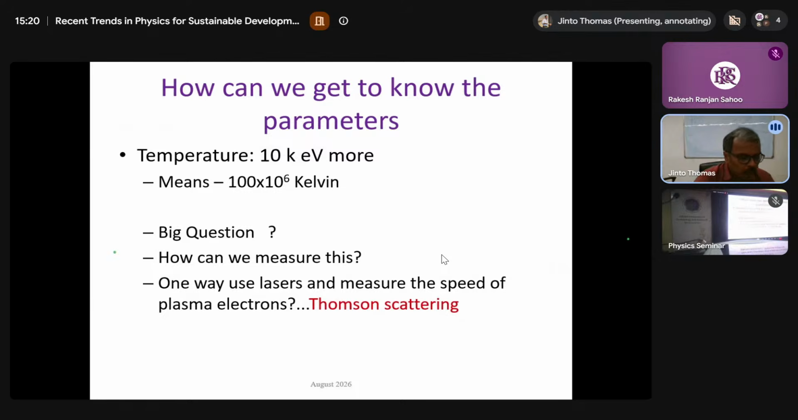Now, as we already said, we need to measure temperatures of millions of Kelvin. At even 2000 or 3000 Kelvin, tungsten is going to melt. So how do we really make the measurement? That's a big question. To get fusion in the plasma, you need almost 100 million Kelvin, which is the temperature within the sun. So the big question is how can we measure this?